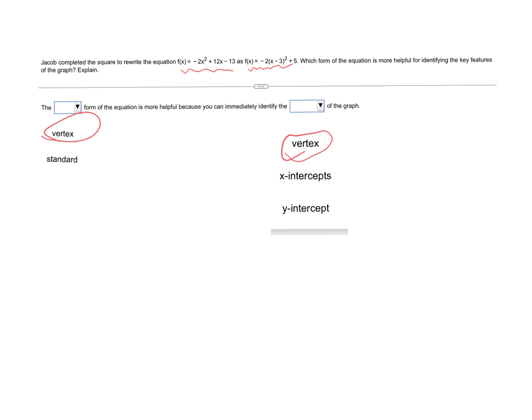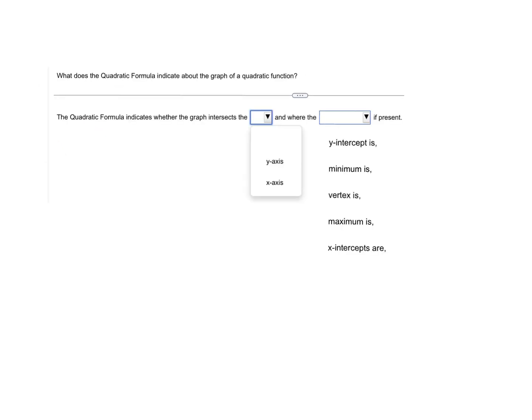Your test is going to look a lot like this review. In fact, it'll be the same questions with different numbers. And so a question like this that has the drop downs would be the same drop downs. So vertex, vertex.